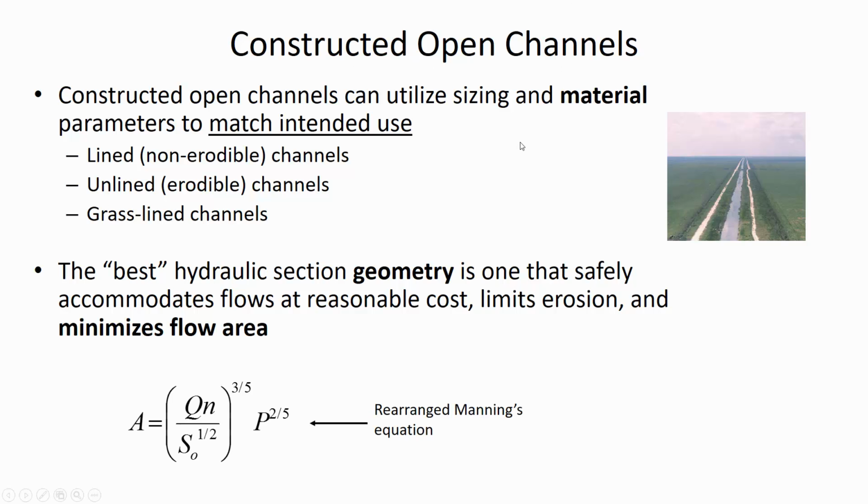It's not the only cost, though. So we can rearrange Manning's equation in terms of A. If you want a small A in Manning's equation, the way to do that is to have a low flow rate, but normally we can't control that directly. There are indirect ways to control the flow rate.